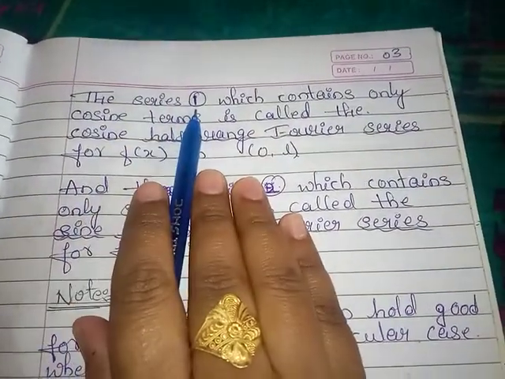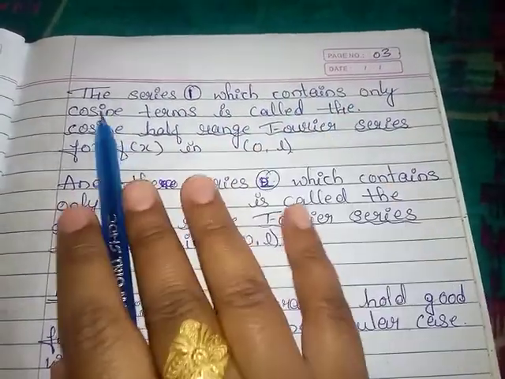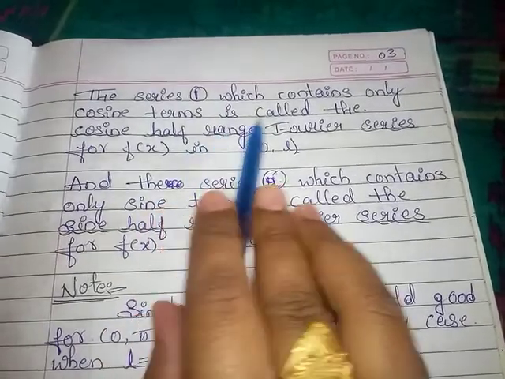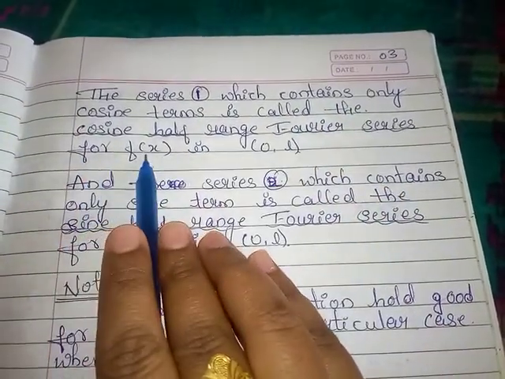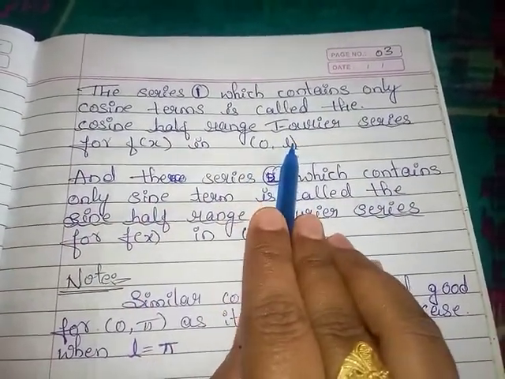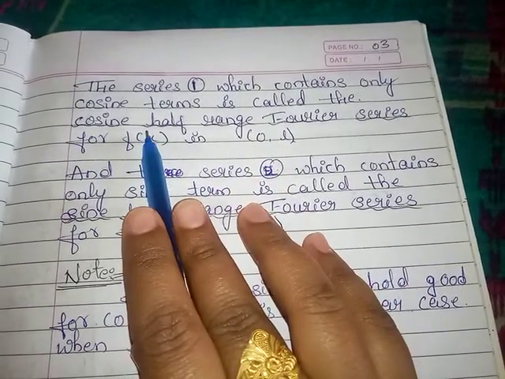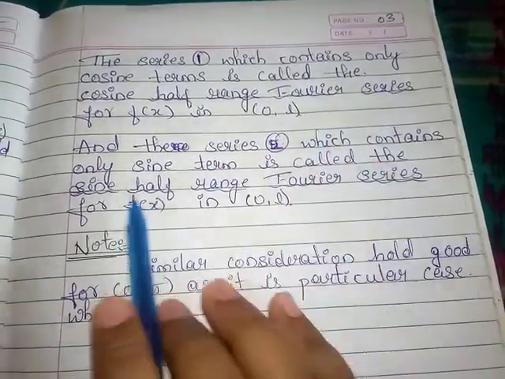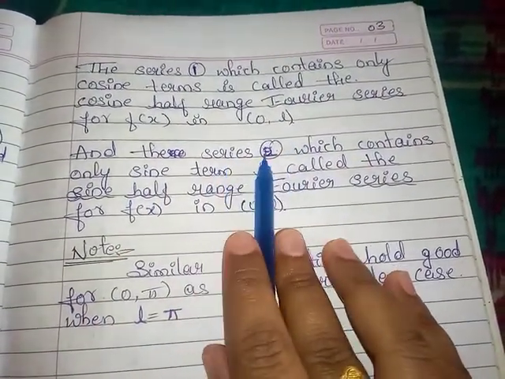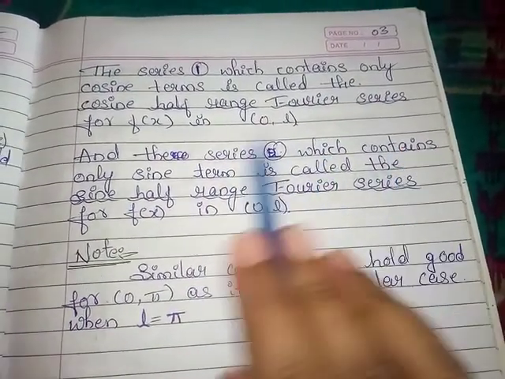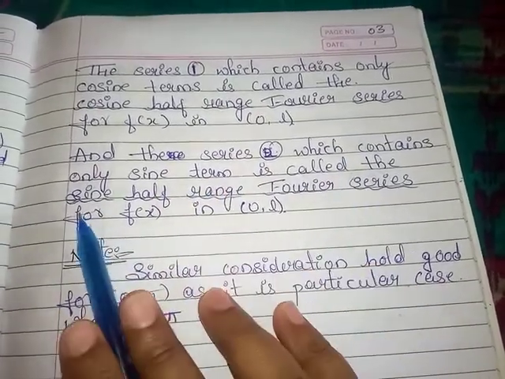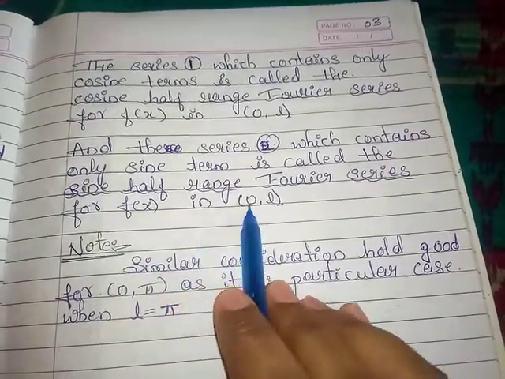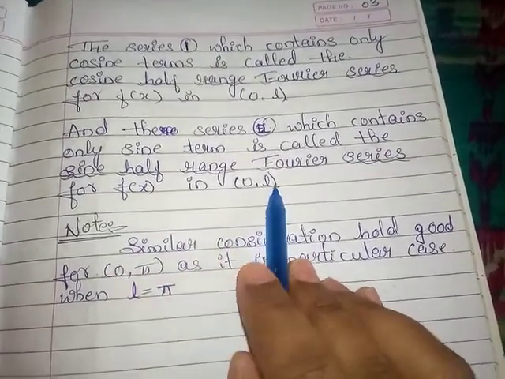The series 1, meaning the equation 1 which contains only cosine terms, is called the cosine half range Fourier series for f of x in the interval 0, L. The series 2, meaning the equation 2 which contains only sine terms, is called the sine half range Fourier series for f of x in the interval 0, L.